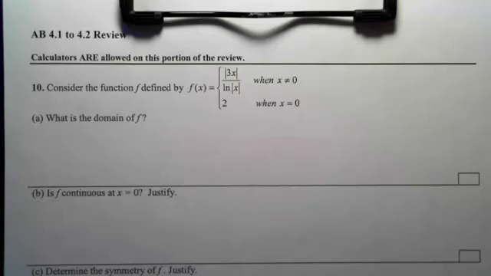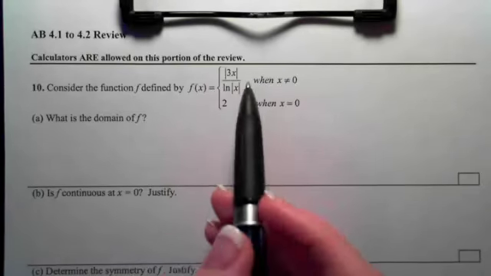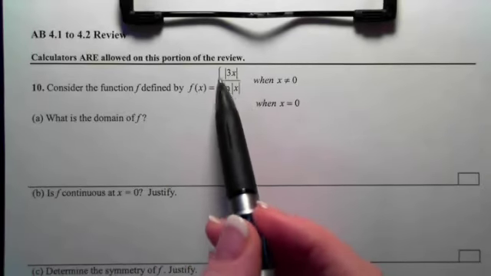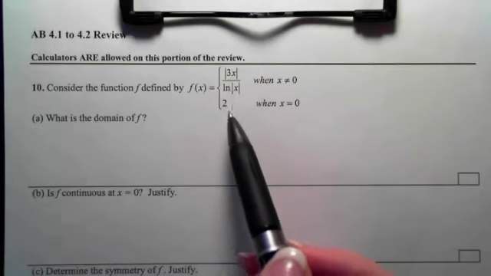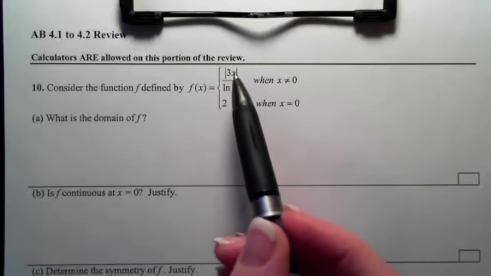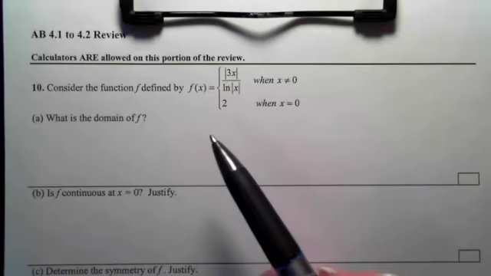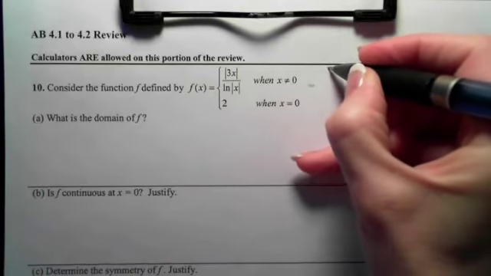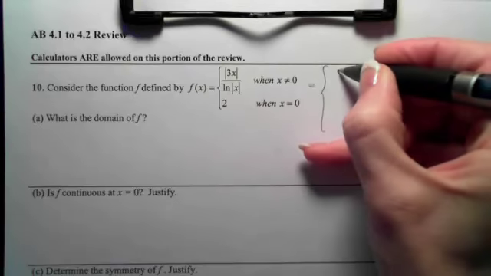This is the 4.1 to 4.2 review, free response problem number 10, and calculators are allowed. So, first piece, we are given a piecewise function, and that piecewise function actually involves some absolute values, which means we really have a piecewise in disguise just for this branch. So there's really going to be three branches. We're going to have one branch when x is less than 0 and one branch when x is greater than 0. So we could, if we chose, rewrite this as three different branches.